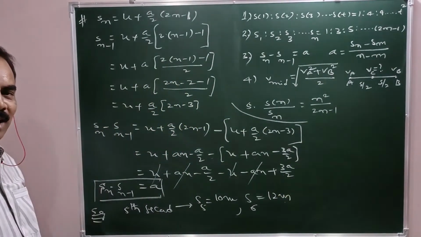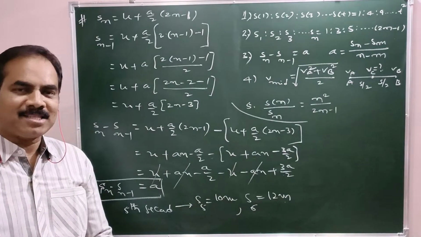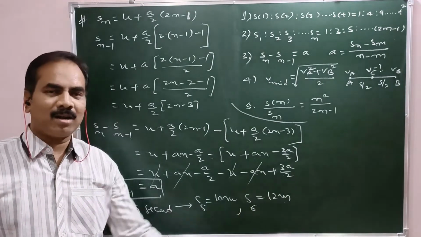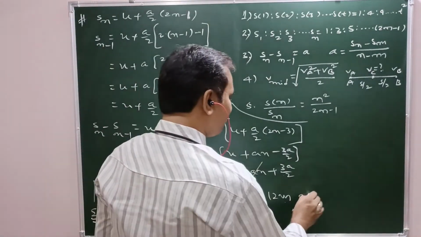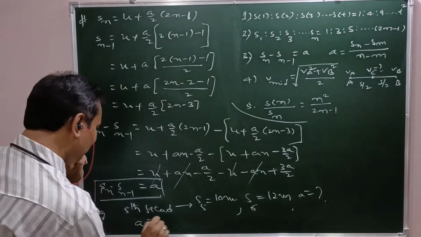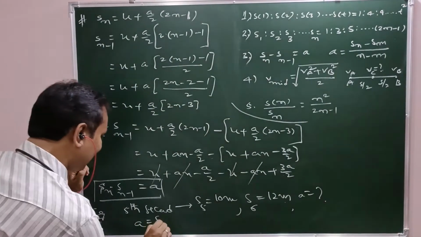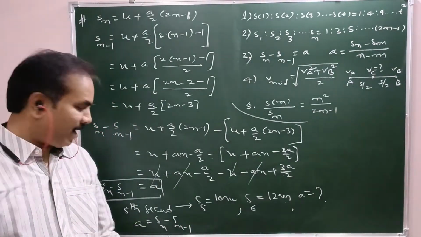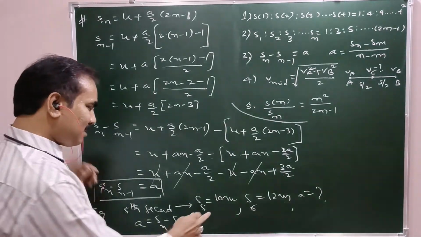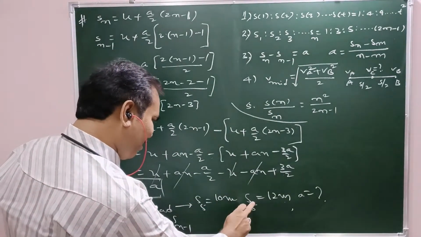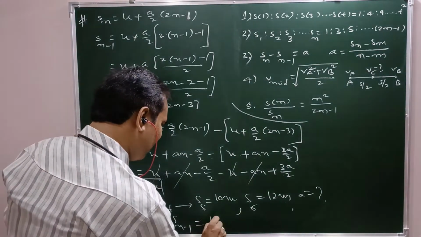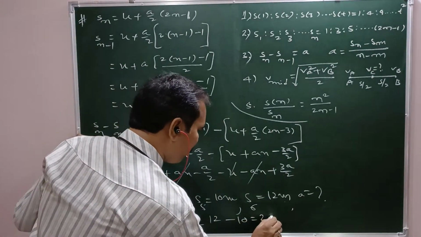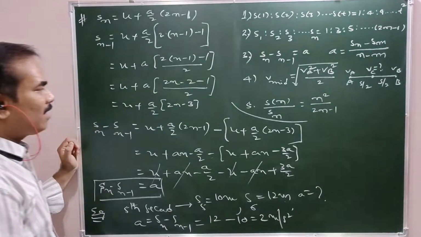Now what is the acceleration of the particle? Suppose one particle moves with uniform acceleration. What is the distance covered in the fifth second? 10 meter. What is the distance covered in the 6th second? 12 meter. Now find acceleration. How to get acceleration? A equals Sn minus Sn minus 1, distance covered in a particular second minus distance covered in the previous second. That is 12 meter minus 10 meter, that is 2. So 2 meter per second square.